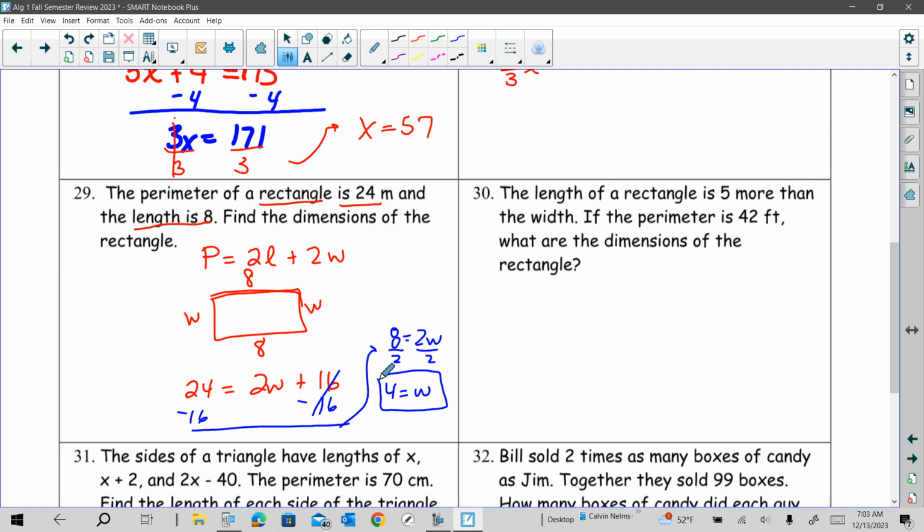Now on your 30 here, we have a rectangle again, but it says the length is 5 more than the width. So if I'm looking at my length and it's 5, my width is my W's. 5 more than that would be W plus 5. Okay, that kind of helps you make sure you're on the right track. Plug in 42 for the P, plug it into the formula. So if we have 42 equals 2 times my W plus 5, which is my length, plus my 2 W's, then we're just distributing and solving for W.